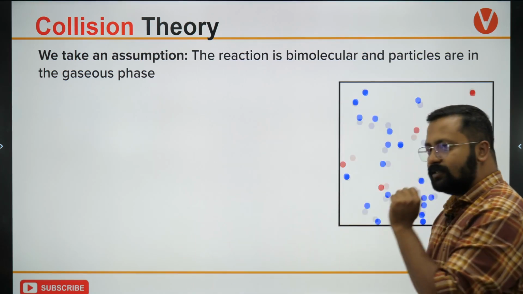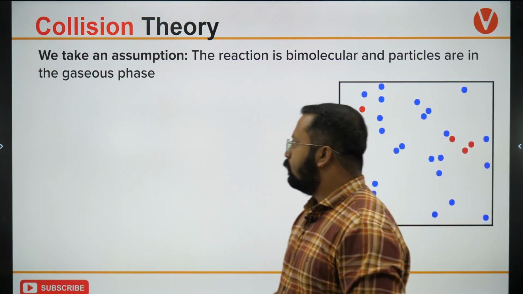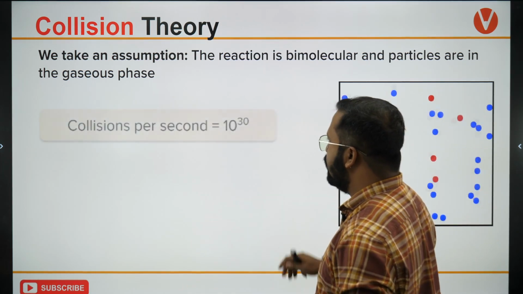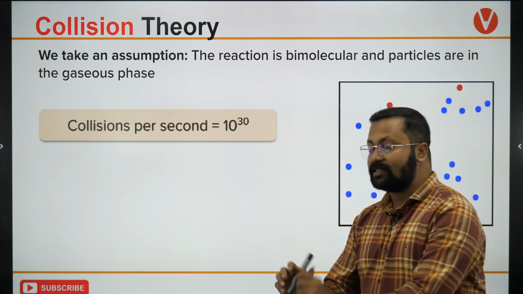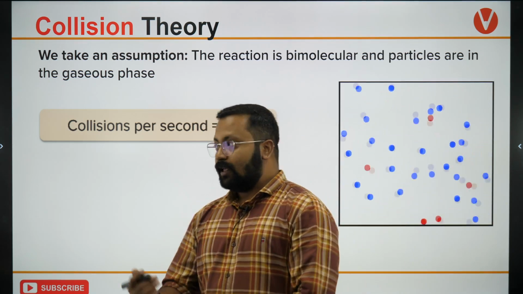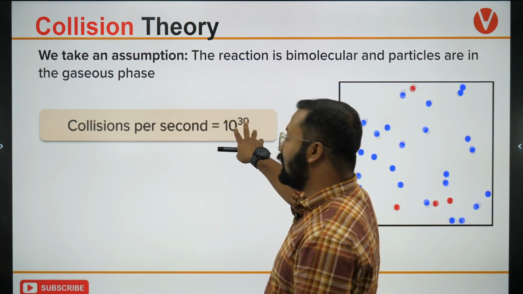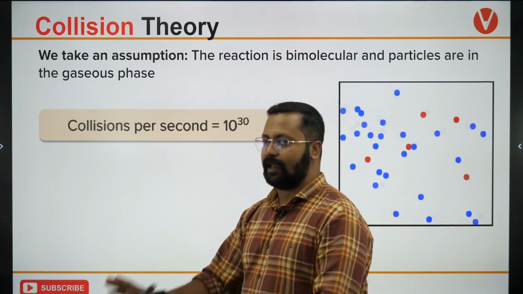Red colored particles are colliding with blue colored particles. Now, can we say how many collisions are taking place in 1 second? The number of collisions is huge. The number of collisions is approximately 10 raised to 30 collisions per second.